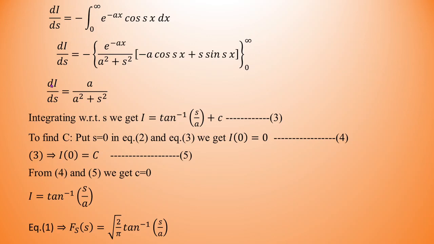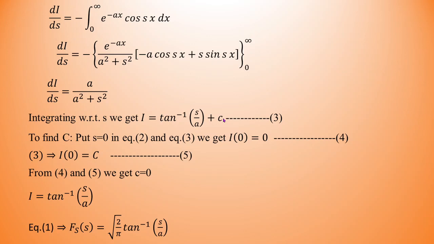Now our aim is to obtain I. So let's integrate both sides with respect to s. Now what is the integration of this? The integration of 1 upon s square plus a square is nothing but 1 by a tan inverse of s by a. A is already there, so that will get cancelled. So it simply reduces to tan inverse of s by a plus constant of integration.